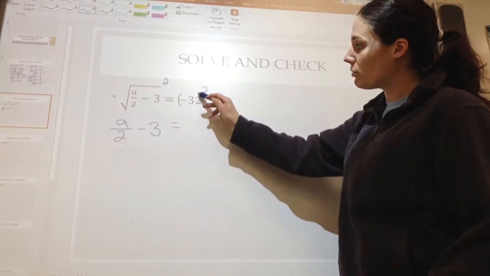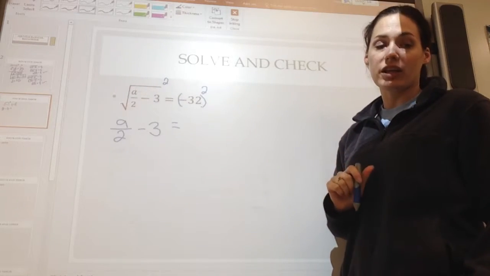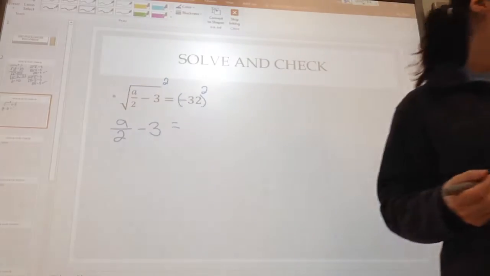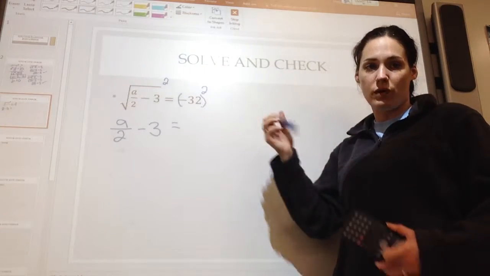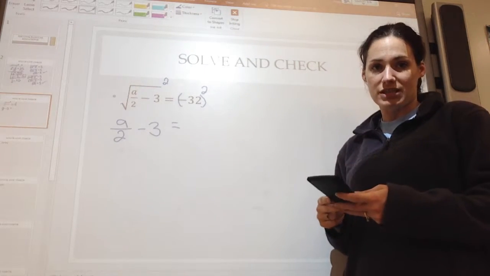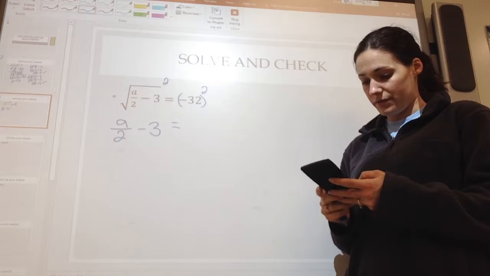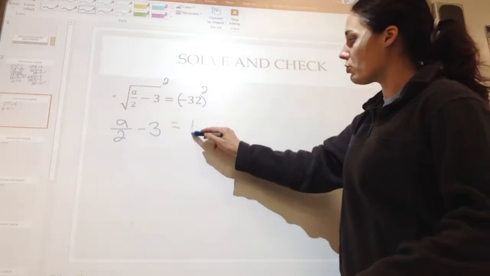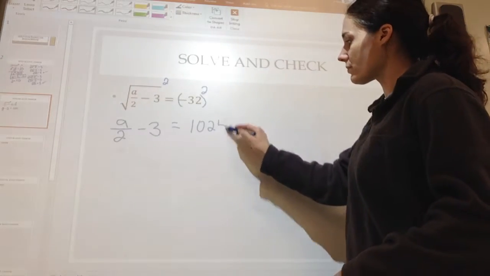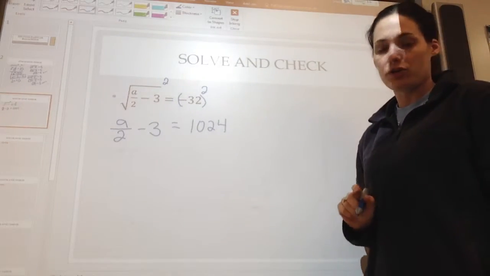If you're going to put this in the calculator, which you probably will, make sure that you put that in parentheses because it's the entire right-hand side that gets squared, not just the number portion of it. So it's negative 32 squared. Okay, I'm going to do that as well. You should get 1,024 when you take negative 32 and square.